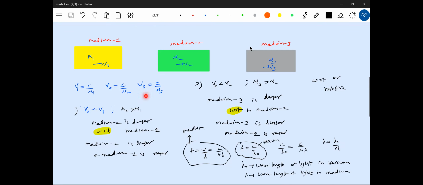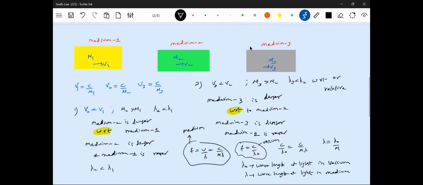Can we say anything about the wavelength of light here? Because the frequency is going to remain the same, if the speed of light increases, then the wavelength has to increase. If the speed of light decreases in a medium, the wavelength has to decrease. So what can we write here? Lambda 2 less than lambda 1. Now what about the next comparison? V2, so here lambda 3 less than lambda 2.